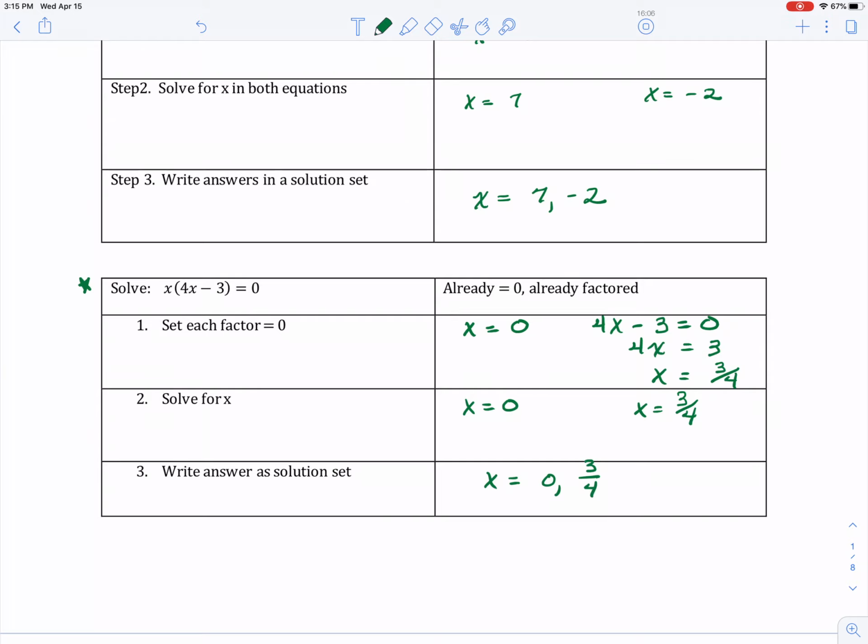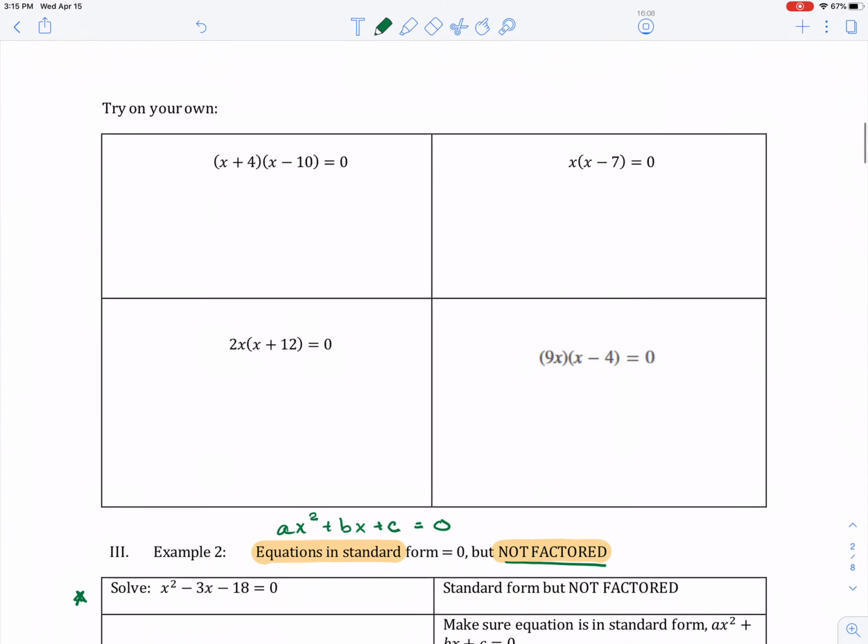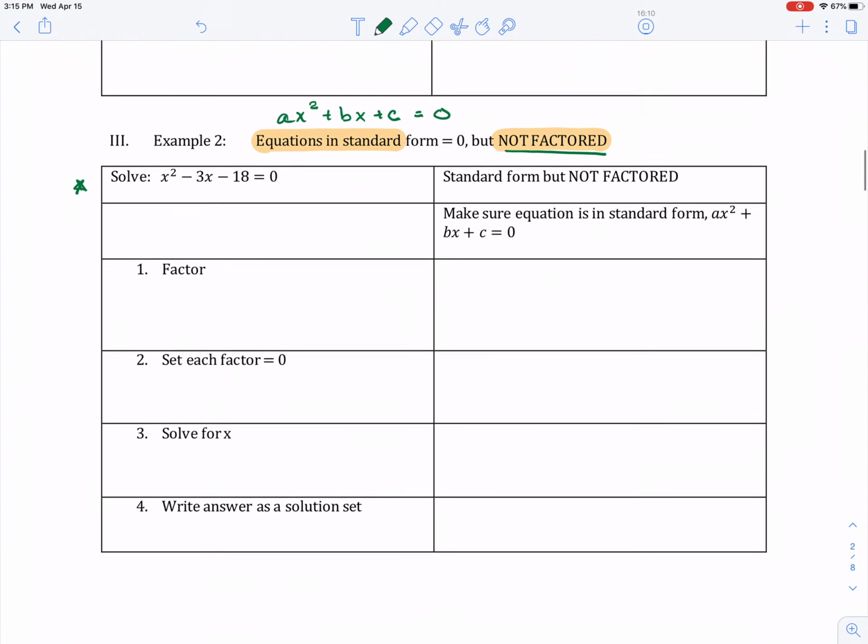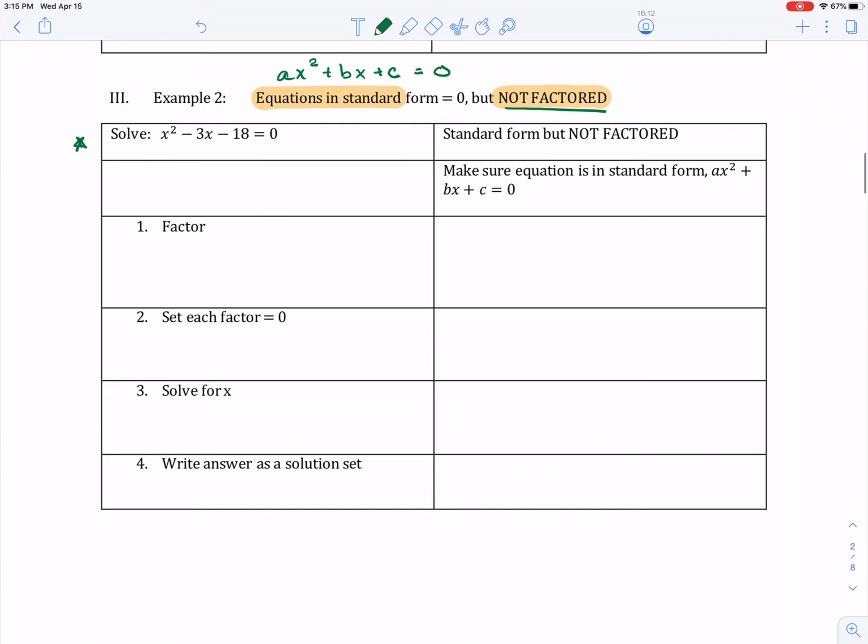All right, so that's the first type, where it's already factored. Here's the second type, where you see it is in standard form. You see the second-degree term in the first position. You see the first-degree term in the middle. You see the constant. And then you see the number 0 over on the right-hand side. So it's already arranged the way I want it to be arranged. So what am I going to do? First, I'm going to take this equation. I think I'll copy it down over here.